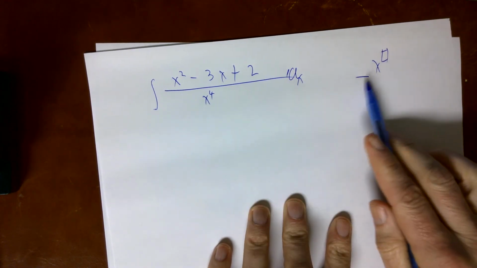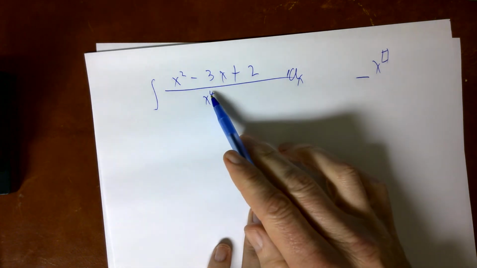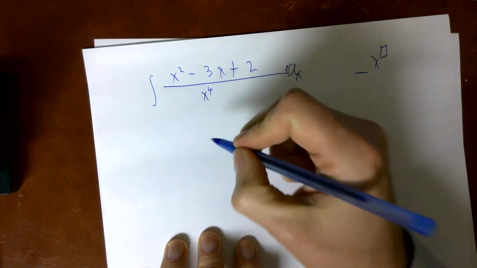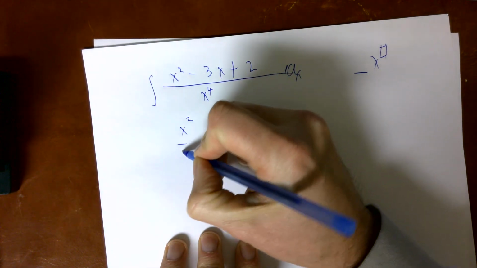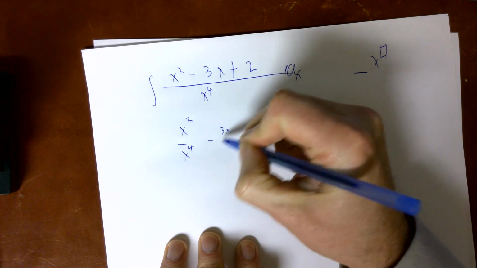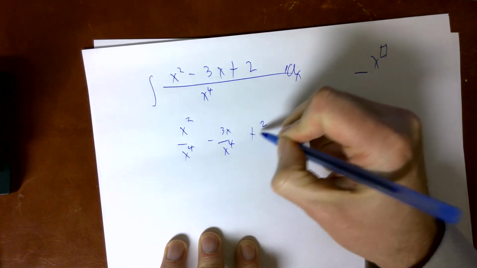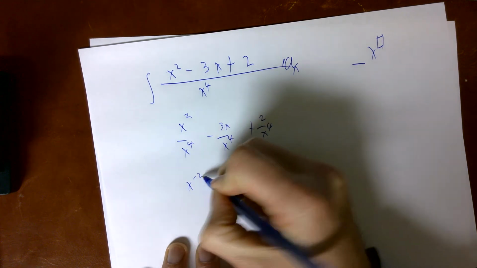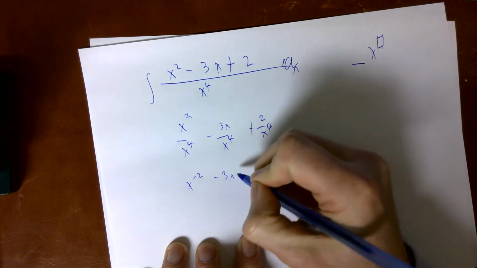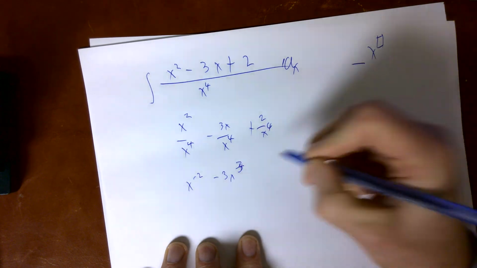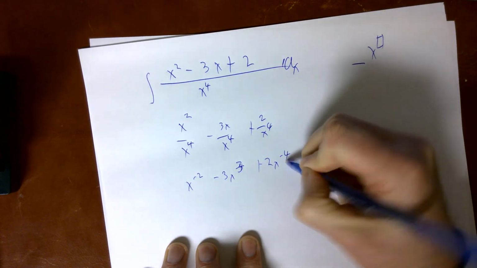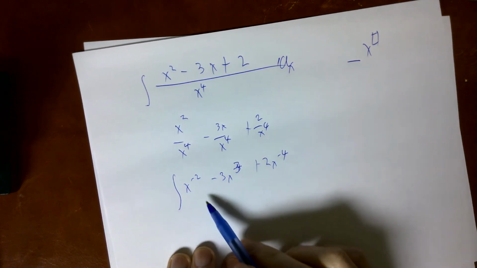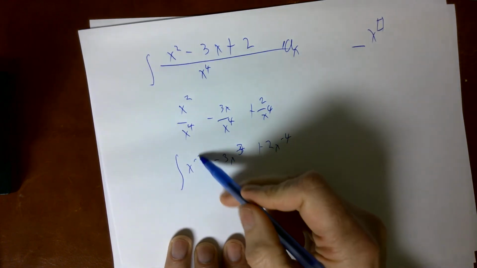You only know how to handle number x to a power, so we need to make this look like a whole bunch of number x's to a power. So when I write this down, I'm going to break it apart and say that's x squared over x to the fourth minus 3x over x to the fourth plus 2 over x to the fourth, which is going to give me x to the negative 2 minus 3x to the negative 3 plus 2x to the negative 4. And now I've got number x to a power, so I can handle it. I can take the antiderivative of this.